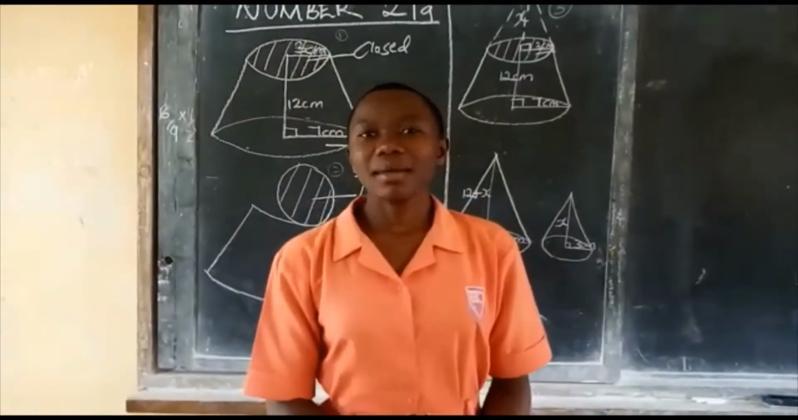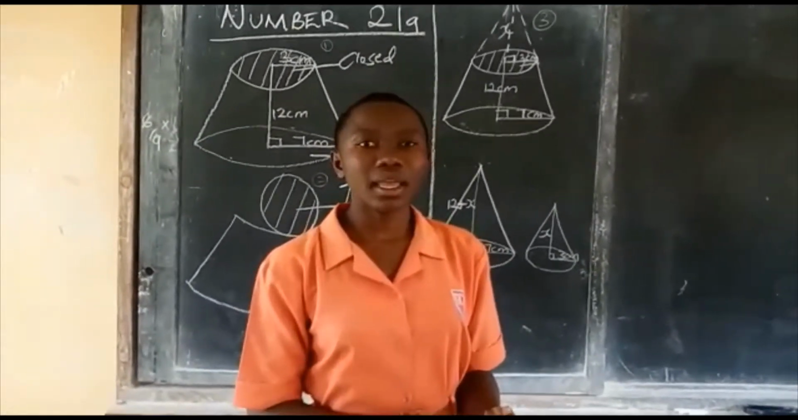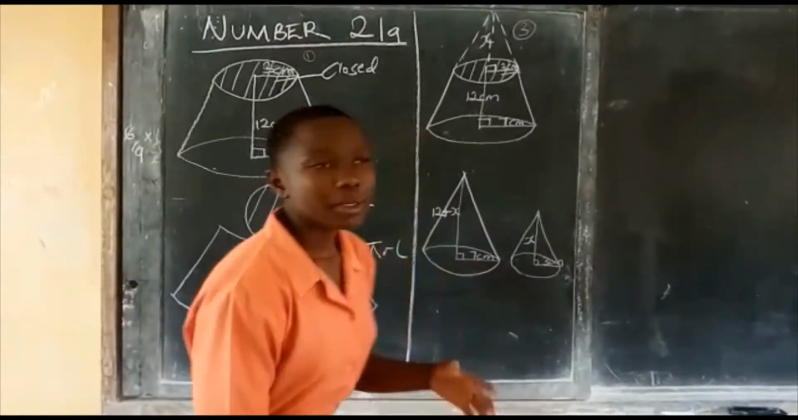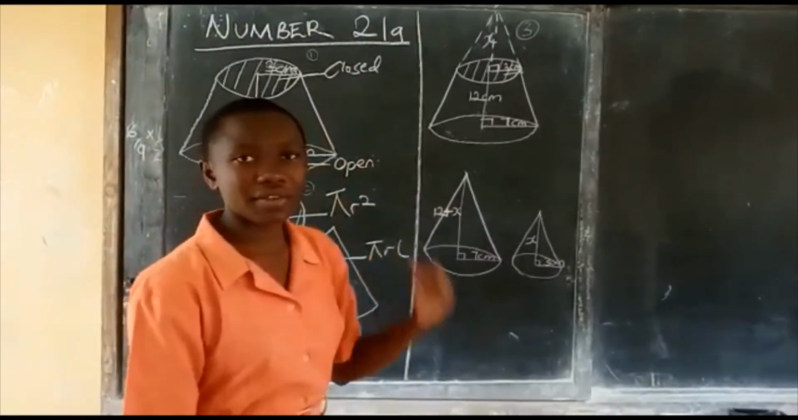Hello everyone, I'm Harunda Joyce Faith from IGANGA Secondary School, working out number 21A under the topic of mensuration in the practice questions. Number 21A is about a lampshade, and we are required to find its total surface area.